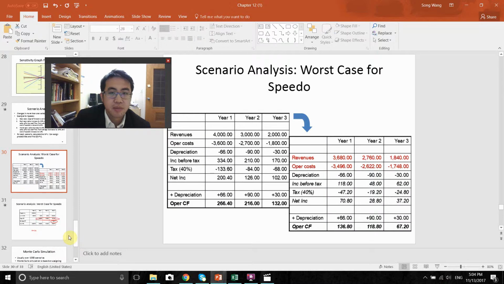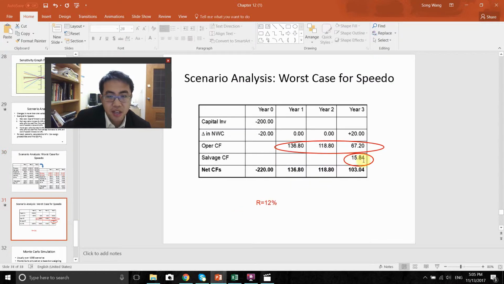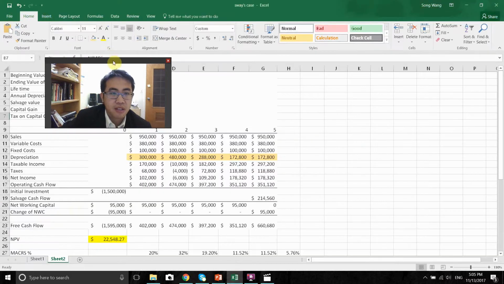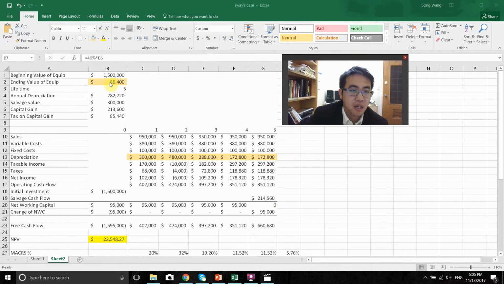Okay, so in the Speedo case, you can see that in the worst case scenario, your revenue drops, the cost increases, and you have a lower salvage cash flow, and your WACC increased from 10% to 12%. So your NPV definitely is less. Basically, you're going to run the entire NPV process again. But if you have everything set up in Excel, that's going to be much easier. All you need to do here is just change the numbers.